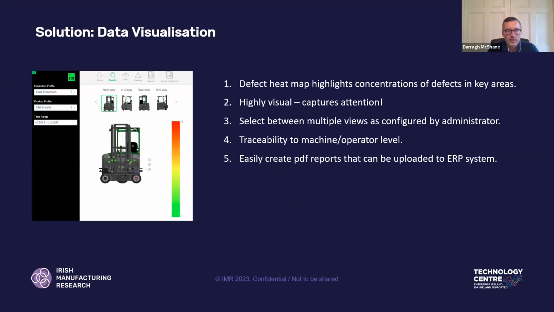In terms of the data visualization, this is the heat map itself. The heat map is intended, as we said, as a high impact visualization of data. It highlights concentrations of defects in key areas. There are multiple views available. So as many images as you upload to the system, the operator can log the defects to those images, and then the administrator can view those images remotely via the administrator profile.